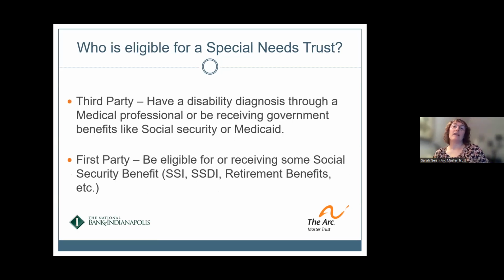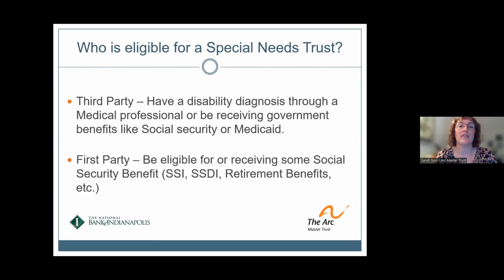So who is eligible for a special needs trust? When we're thinking about eligibility, we're talking about the beneficiary. So when is the intended beneficiary eligible for a special needs trust? In the world of a third-party trust, the beneficiary must have or identify as someone with a disability, or have a disability diagnosis through a medical professional, or be receiving government benefits like Social Security or Medicaid.